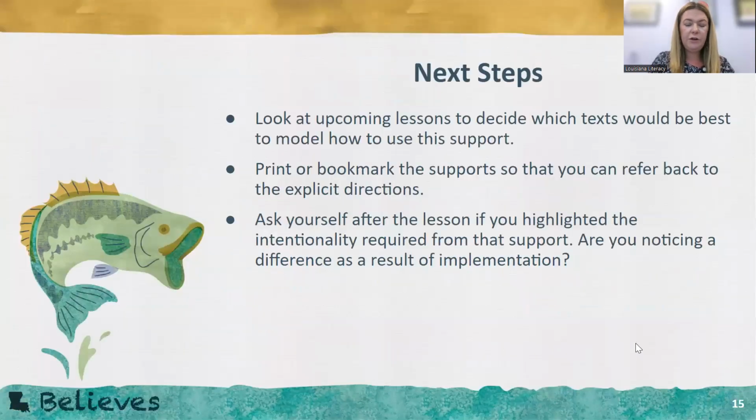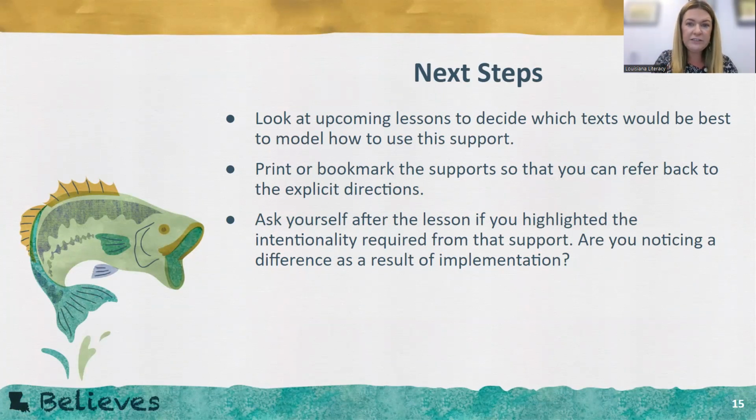Okay. So I want you to look at some upcoming lessons to decide which text would be best to model how to use this particular support. I want you to print or bookmark the supports, the content literacy series, so that you can refer back to the explicit directions. And then ask yourself after you've taught this if you highlighted the intentionality required from that support, or are you noticing a difference as a result of the implementation? If this isn't taking, go back to those explicit steps, see what else you need to model, see what might be missing from your think aloud to help them do that.